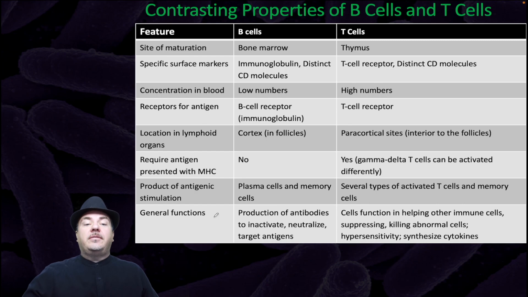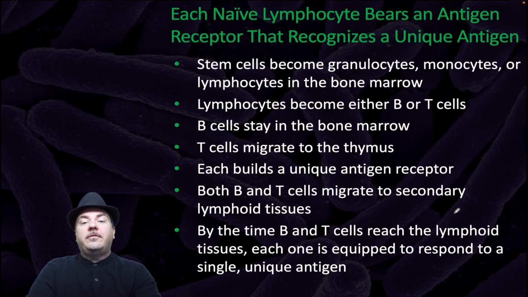So if we're comparing B cells and T cells, B cells mature in the bone marrow, whereas T cells mature in the thymus. Both B cells and T cells have distinct CD molecules, but B cells have immunoglobulin and T cells have T cell receptor. The general functions of B cells are production of antibodies to inactivate, neutralize, and target antigens, whereas T cells function in helping other immune cells, suppressing, killing abnormal cells, hypersensitivity, and synthesizing cytokines. Each naive lymphocyte bears an antigen receptor that recognizes a unique antigen.